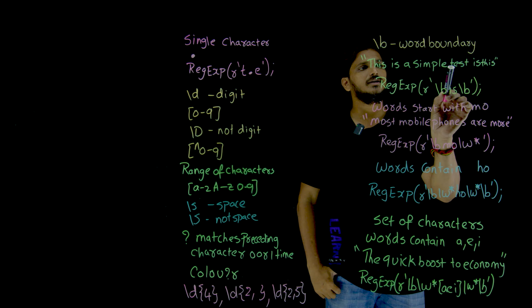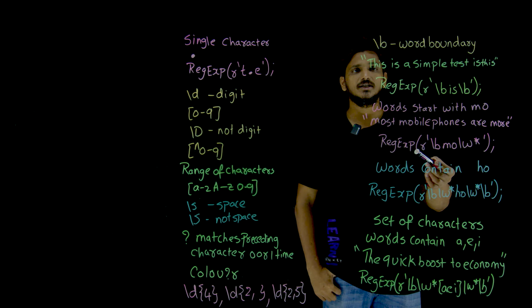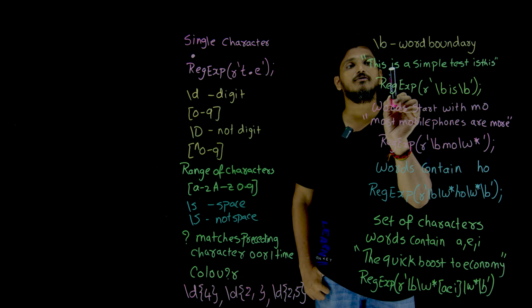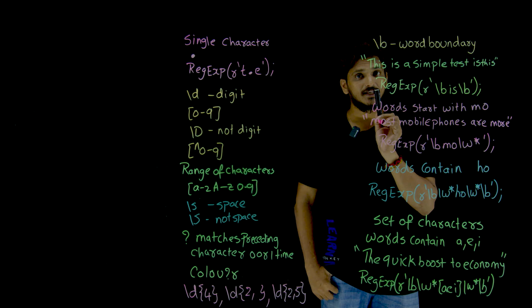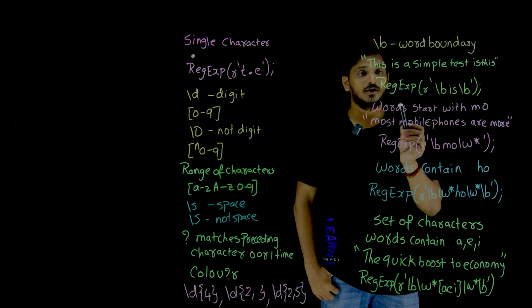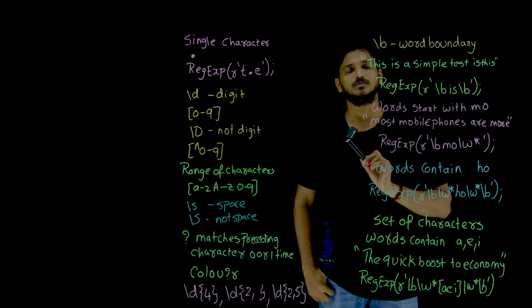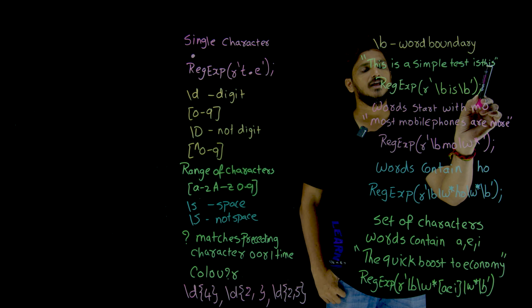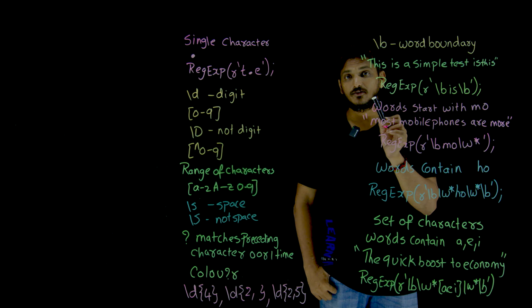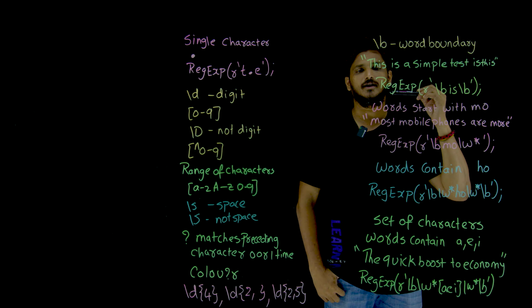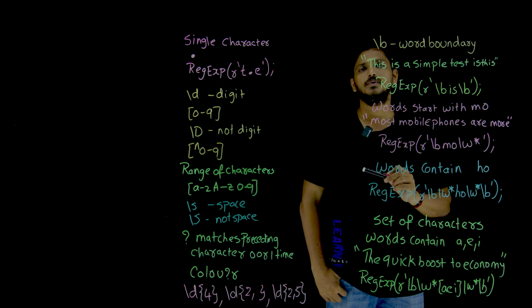This is a simple test. This is the sentence which we have. In this, we need to identify the word "is". We need to identify only "is". But observe carefully: "is" is present in "this" also, and "is" is present in the last "this" also. You should not identify those; you have to identify "is" as a word. In that situation, this \b is going to be used.